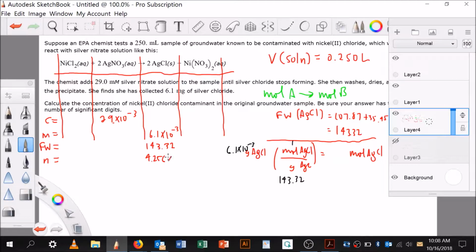4.256 times 10 to the minus 5. That's how many moles I've got of that.